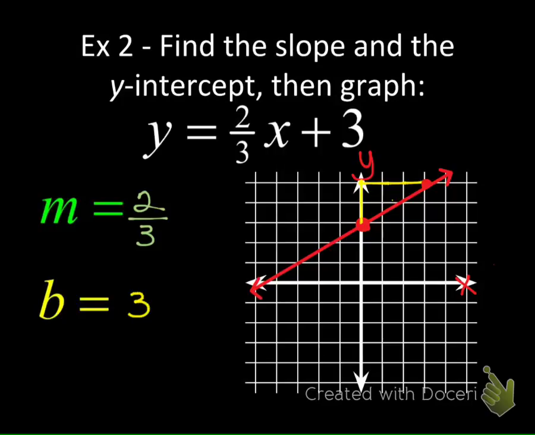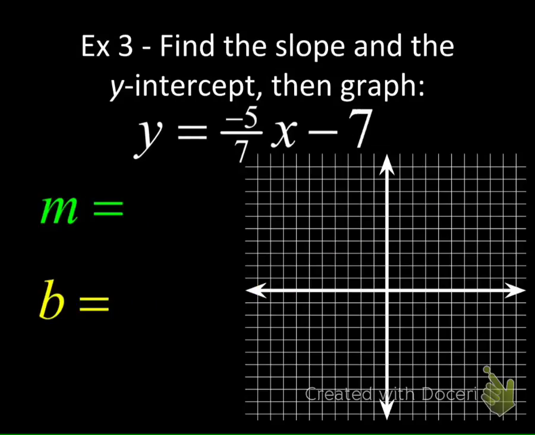Questions so far? Okay, let's look at example number 3. So example number 3, the equation that you're going to write down is y equals negative 5 over 7x minus 7.